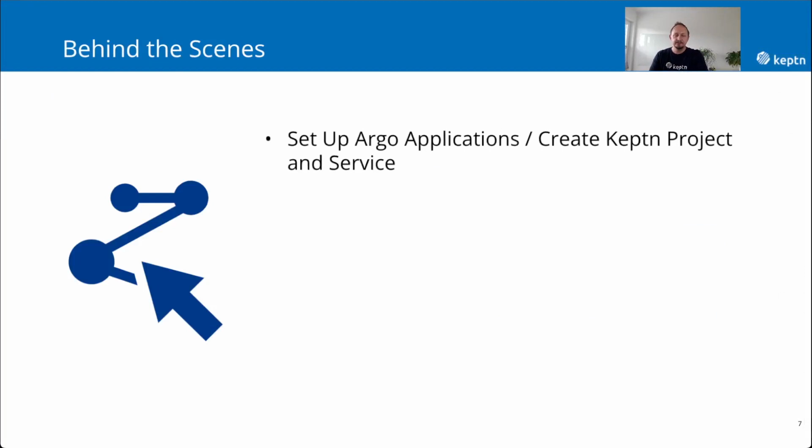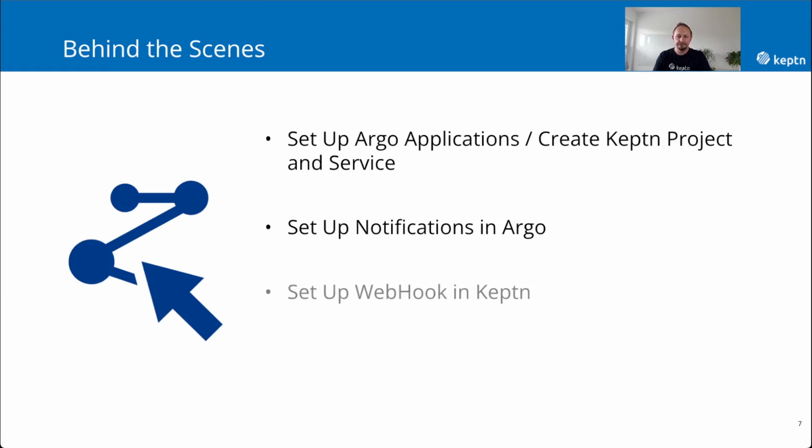So behind the scenes, before I started all of this, I set up the Argo applications, I created the Keptn project, but also the service in Keptn. Furthermore, I set up some notifications in Argo. So firstly, when the application gets out of sync, it will notify Keptn that something has changed. And furthermore, when the deployment of the application gets finished, it will also notify Keptn about the finished deployment.